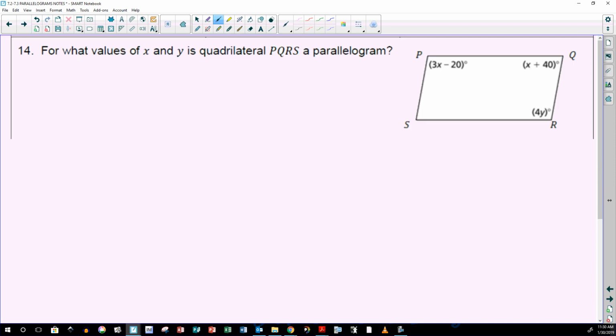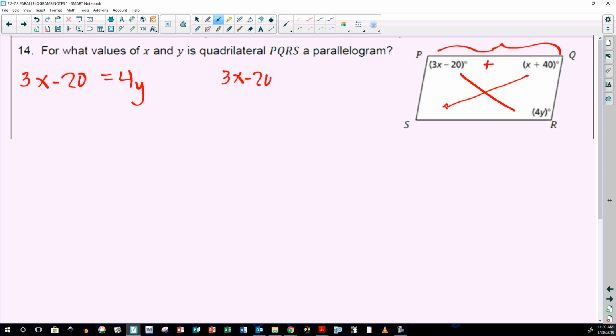So now I need to figure out what are the values of x and y so that this is a parallelogram. So what I do know is that opposite angles are congruent. So I know that 3x minus 20 is equal to 4y. I don't know anything about this angle over here, so it's not going to do me any good. I do know that consecutive angles are supplementary, so that means I need to add these two together.